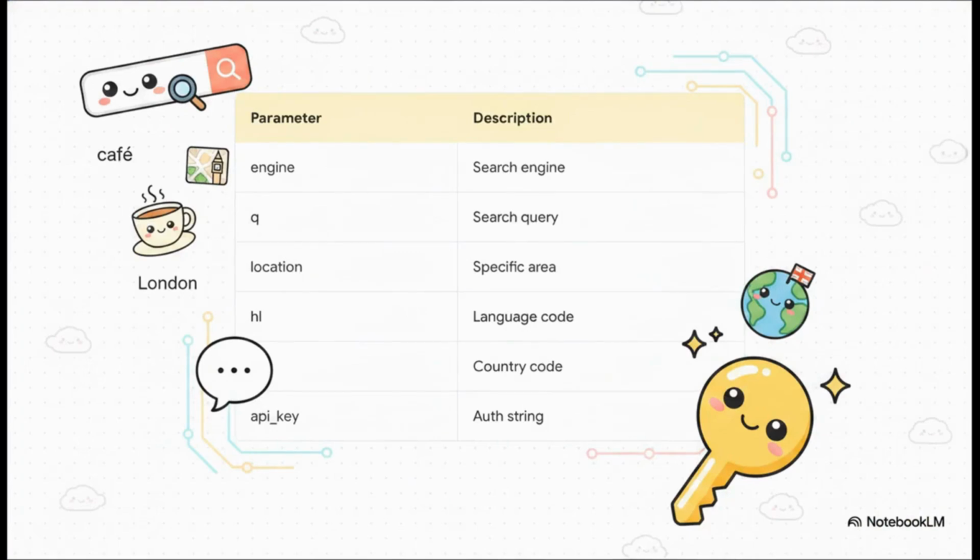Okay, moving on to part three, your first API search. The absolute key here is knowing how to actually ask the API for what we want. Instead of writing all this complex, messy browser automation code yourself, you're literally just sending over a simple list of parameters. You specify the engine you want to use, like Google. You pass your query, Q, let's say cafe. You can even hyper-target your search with a location like London, set your language with HL and country code with GL. And of course, you pass your API key to prove who you are. It's basically just filling out a tiny digital form.